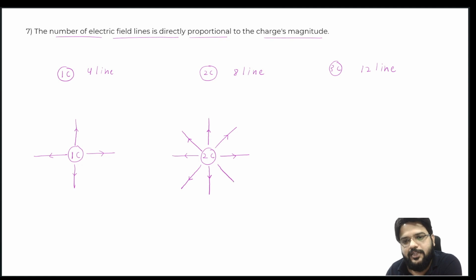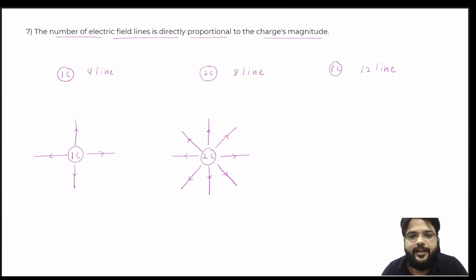And for the 3 coulomb charge we have required 12 lines. All right. So this is the essence of property number 7. Let's see one example, everyone. So we want to draw the field diagram, correct?